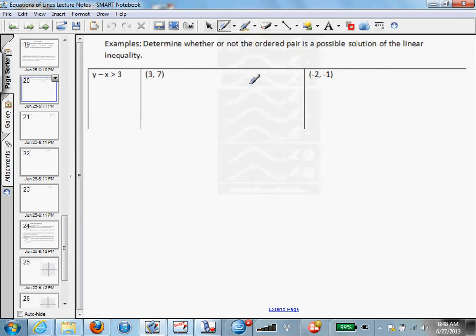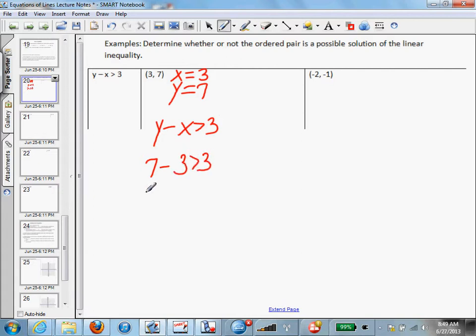Alright, so we're given the inequality y minus x is greater than 3. So we're given these two pairs. Let's test out 3 comma 7, where y in this case is going to be equal to 7 and x is going to be equal to 3, because this is what this ordered pair tells us. So we'll take our equation, y minus x is greater than 3. Let's plug in these values, 7 in for y, minus 3 in for x, greater than 3. If we solve this, we see 7 minus 3 is 4, greater than 3. Is that a true statement? It is, because 4 is greater than 3. So that means that 3 comma 7 is a possible solution to the linear inequality.